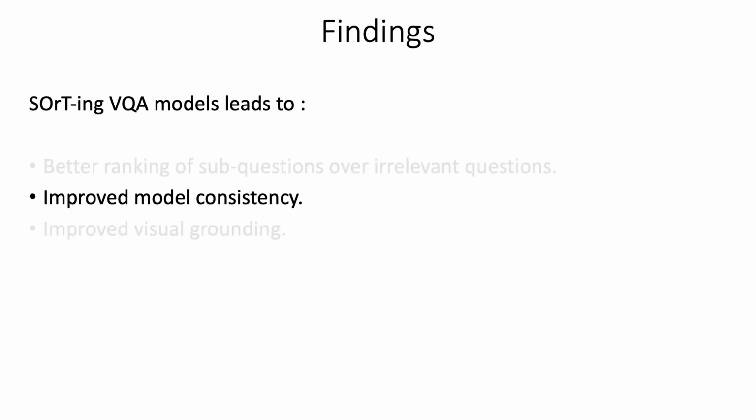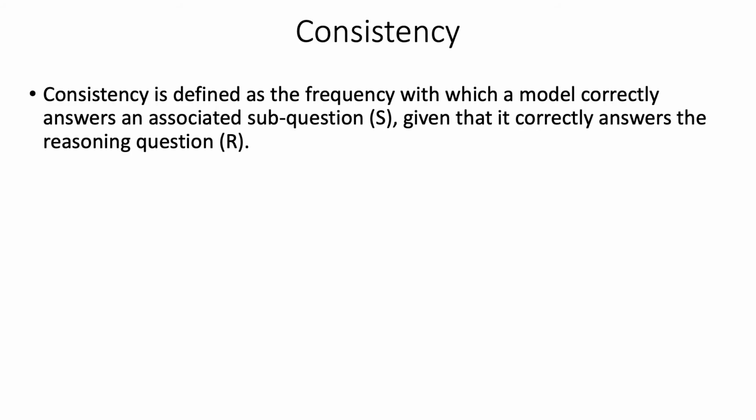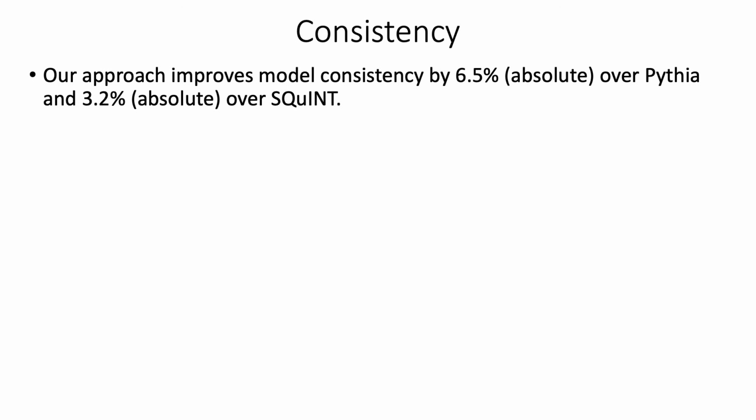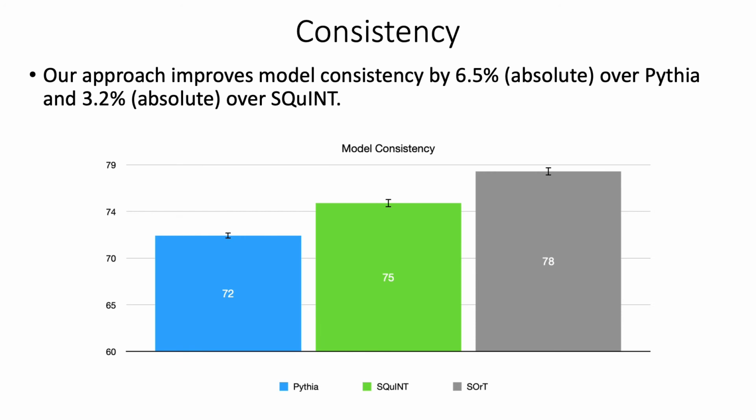This improved ranking of sub-questions over irrelevant questions also leads to improved model consistency, which we define as the frequency with which a model correctly answers an associated sub-question, given that it correctly answers the reasoning question. We find that our approach improves model consistency by 6.5 percentage points over Pythia and 3.2 percentage points over Squint.